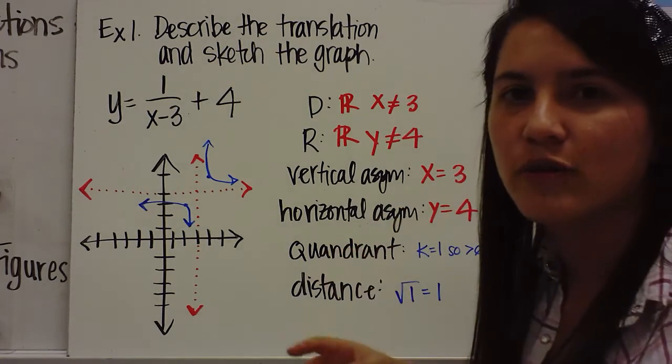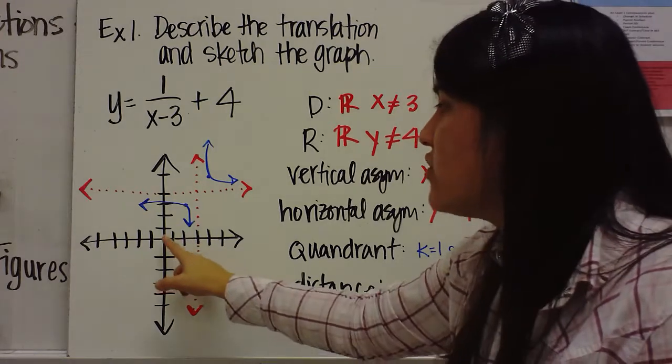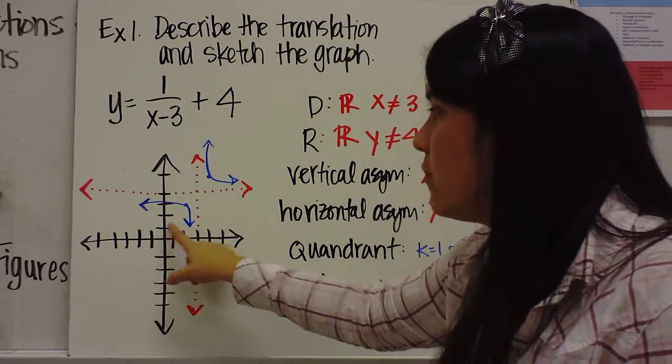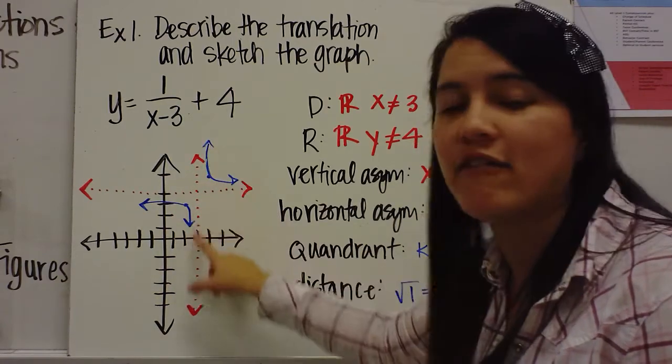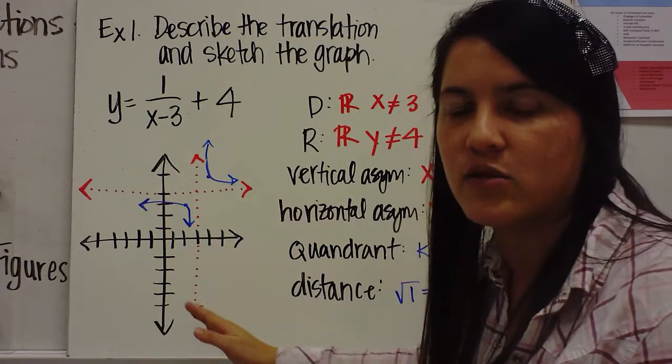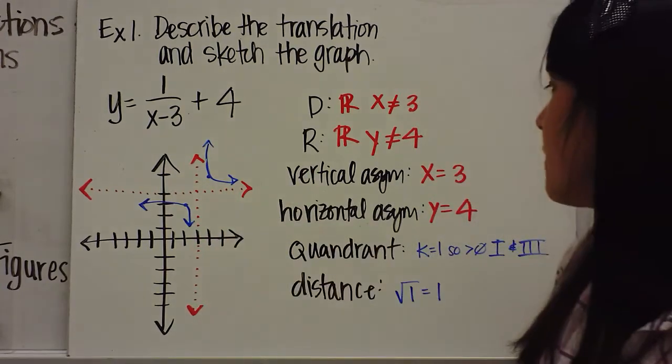It might sound a little reversed, but this means we can't have an x value of 3. Notice, over 3, up 1 over 3, up 2 over 3. We can never have an x value at 3. And that's what makes a vertical asymptote, is when the x is equal to 3.